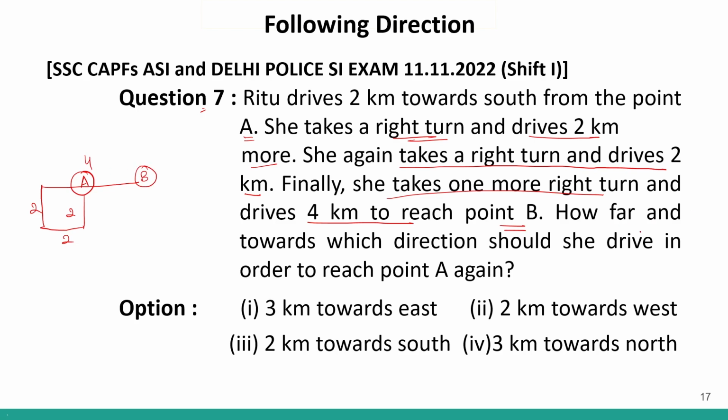We have to find out how far and towards which direction should she drive in order to reach point A again. So to reach point A, she would have to drive in this direction. This direction is which direction? This is west, clearly. How much? So if this is 4, this complete line from here to here is 4. This is 4 kilometers and this much is 2 kilometers. So this much will be how much? This will be 4 minus 2, which is 2. So 2 kilometers towards west, which is option number 2. So option number 2 will be your correct answer.